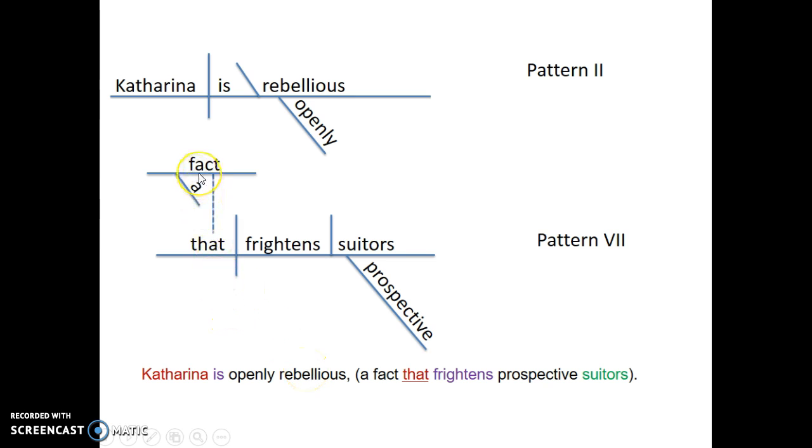Sentence appositives are followed by a noun that is describing the first part of the sentence. So we have our noun fact with its indefinite article, and then we have a regular diagram that's going on here with subject, verb, and object. So we have that as our subject, frightens as our action verb, and frightens whom, frightens suitors as our direct object with its modifier. And then we put fact connecting with a dotted line to show that that and fact are related. And then we just need to identify the sentence pattern here with subject, transitive verb, direct object is a pattern 7.